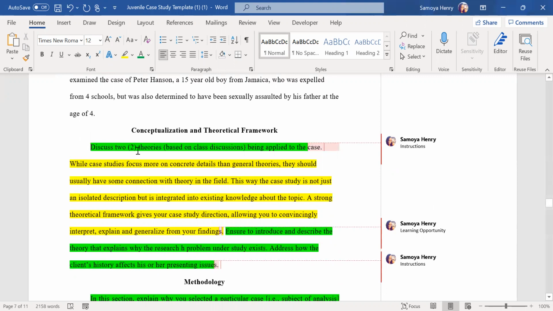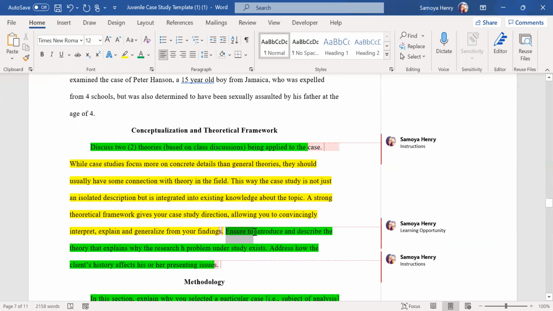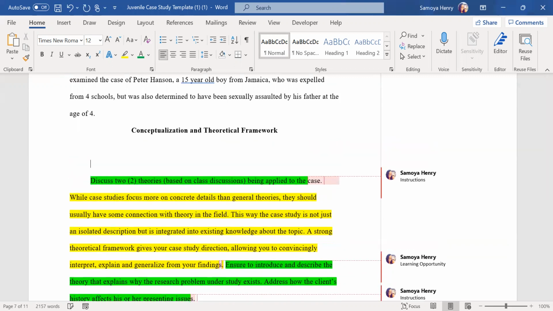Okay, the instructions again in green. Discuss 2 theories based on what you guys talk about in class that can be applied to the case. We are just learning about what theories do in case studies, okay? And then the instruction is to ensure to introduce and describe a theory, and explain why the research problem under the study exists, and address how the client's history affects his or her presenting issues. All right, so we're going to be talking about the theory.